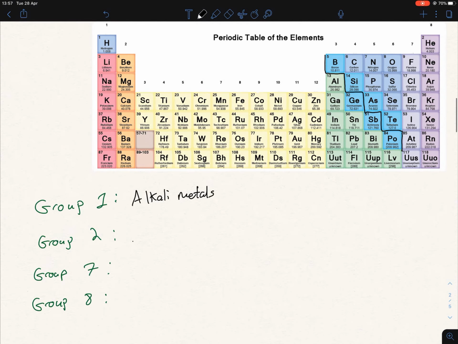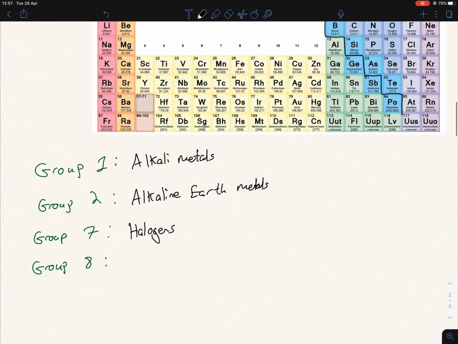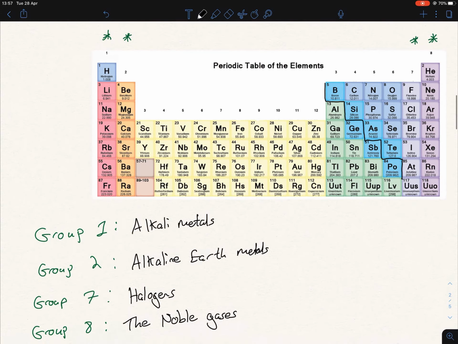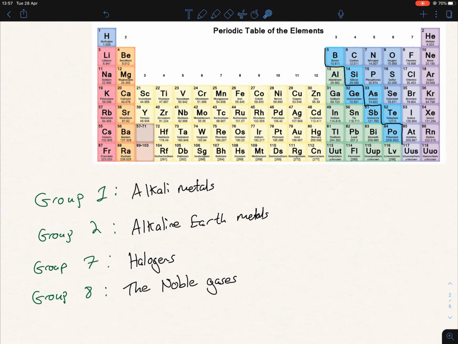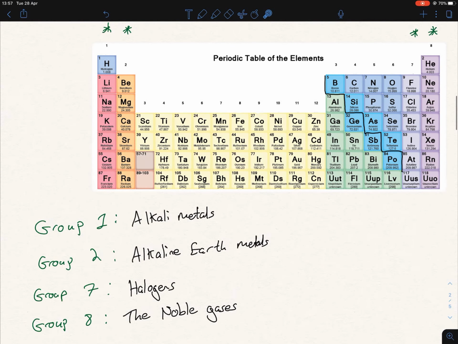Group 2, alkaline earth metals. Group 7, halogens. And group 8, the noble gases. Now, there are other names for the rest of them, but you don't need to know them. You only need to know groups 1, 2, 7, and 8. Okay, so you need to know the names of those.